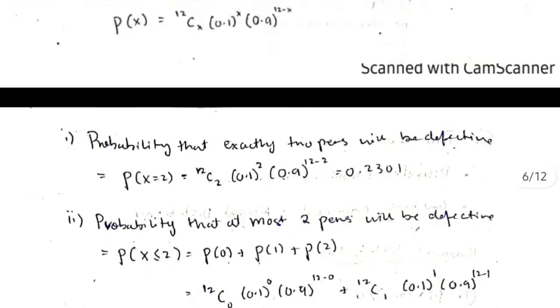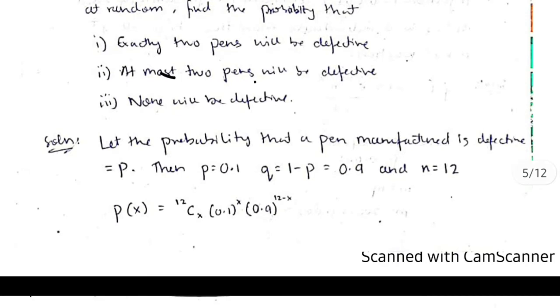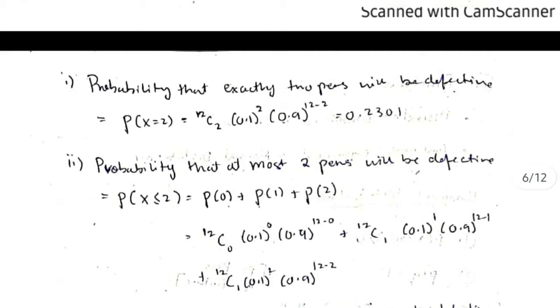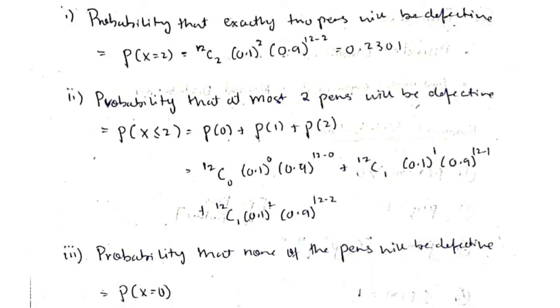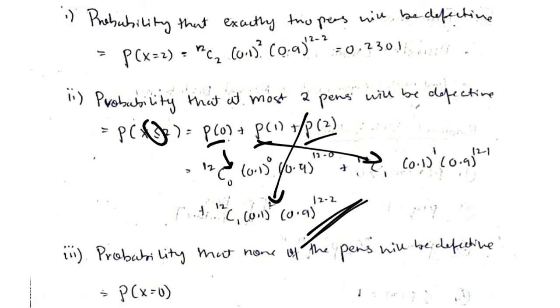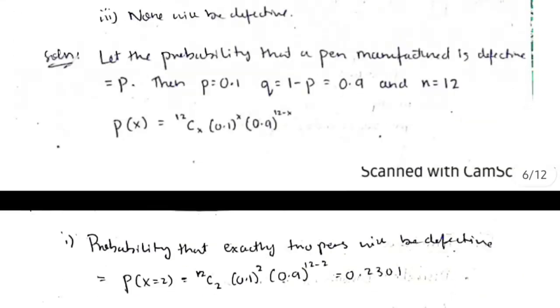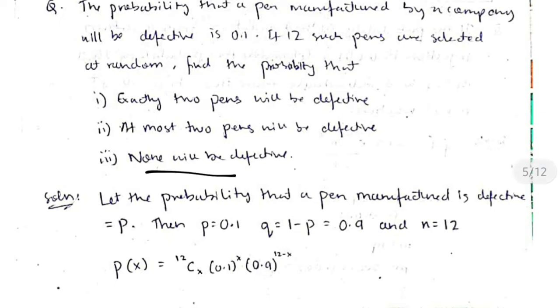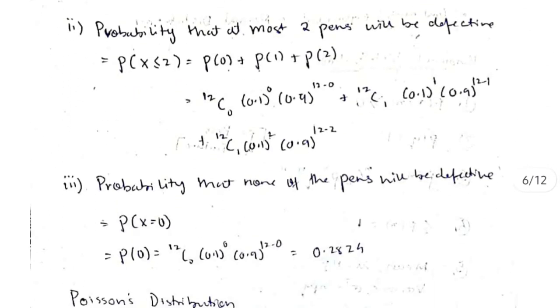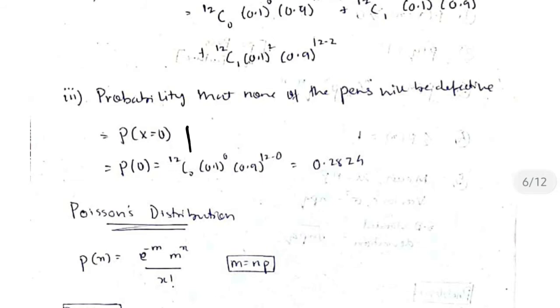In the same way, the second one is at most 2 pens will be defective. At most means not exceeding 2, that means less than or equal to 2. So less than or equal to 2 means p of 0 plus p of 1 plus p of 2. Substitute x values as 0, then 1, then 2, and add these values to get the final answer. And the third question is none will be defective. None will be defective means p of x is equal to 0. Substitute the value of x as 0 here and get the final answer.